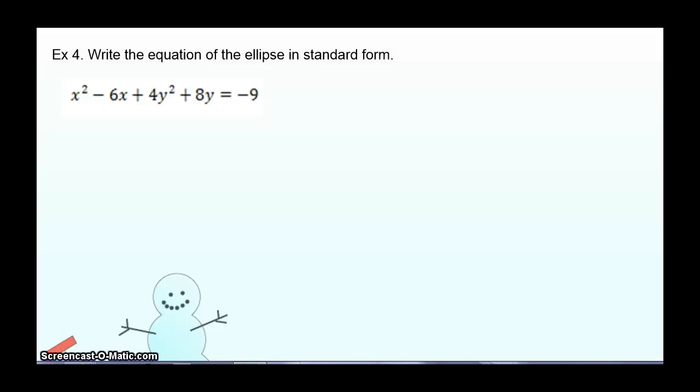Okay, let's take a look at number 4. We're going to write this equation of an ellipse in standard form. So to do this, we're going to use completing the square. So first thing I'm going to do is divide everything by -9.